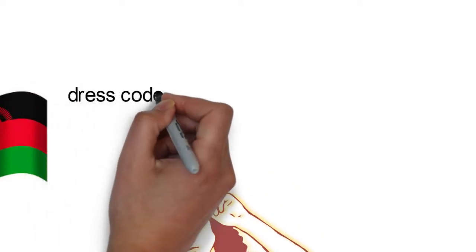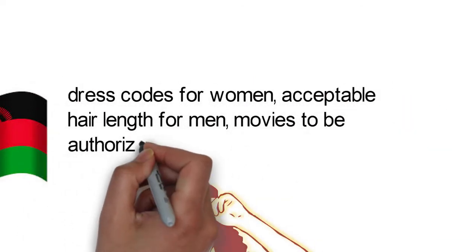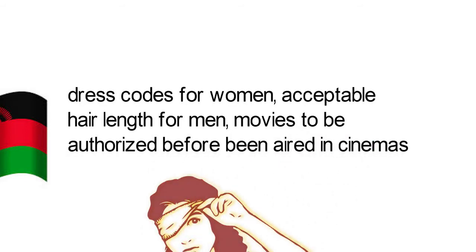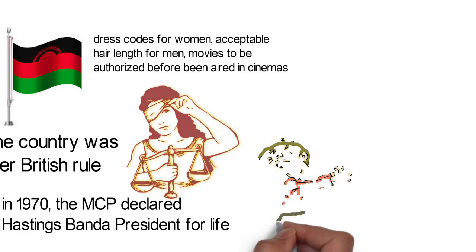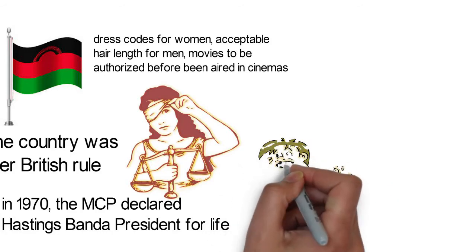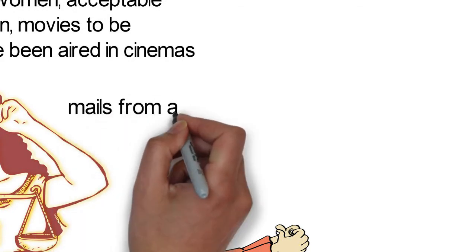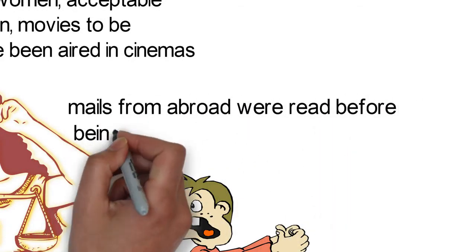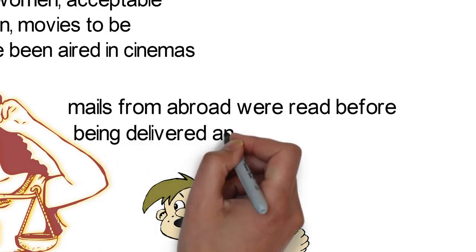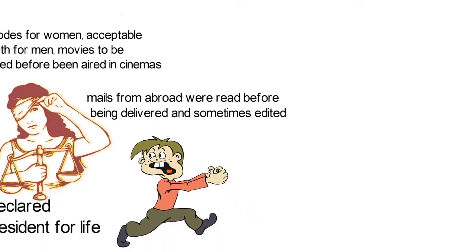There were dress codes for women, unacceptable hair length for men, movies to be authorized before being aired in cinemas. The church was state-controlled, and Jehovah's Witnesses were persecuted and forced to leave the country. Criticism of the government was not taken lightly. Even telephone conversations were monitored, and mails from abroad were read before being delivered and sometimes edited.